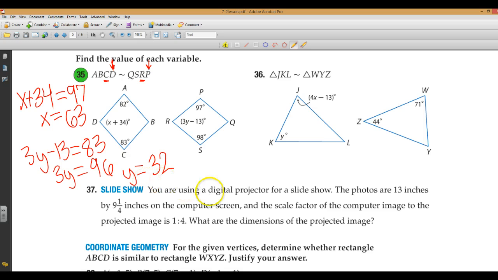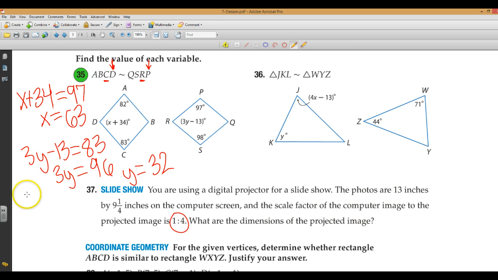For number 37, you are using a digital projector for a slideshow. The photos are 13 inches by 9 1/4 inches on the computer screen, and the scale factor of the computer image to the projected image is 1:4. What are the dimensions of the projected image? So our scale factor is 1:4, which means that the projected image is 4 times larger. So if I take the dimensions here and multiply by 4, I should get the dimensions of the projected image.